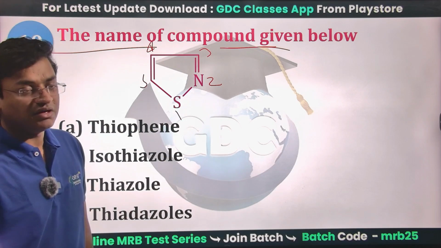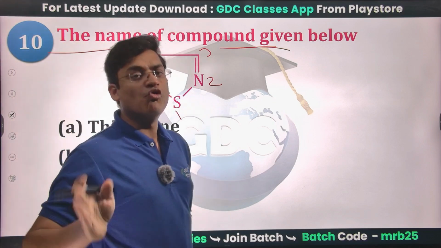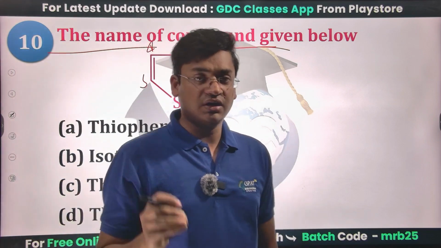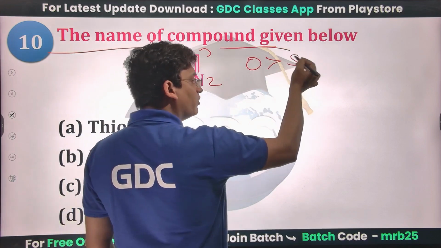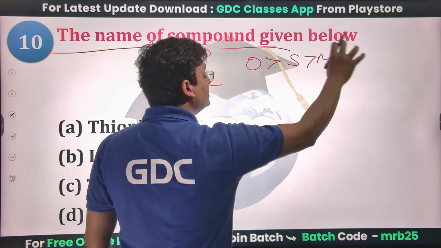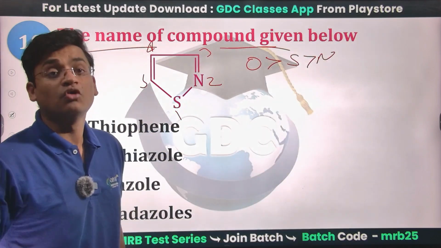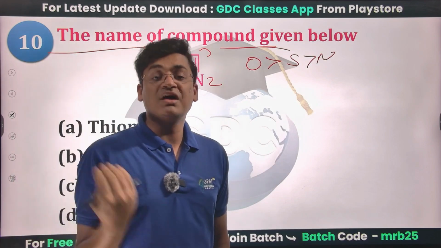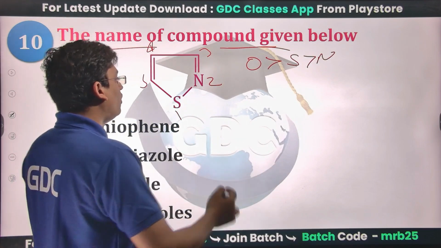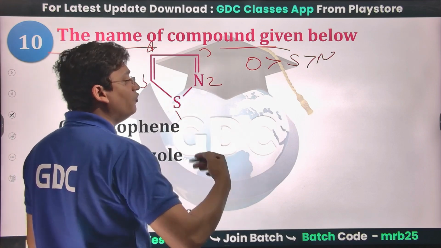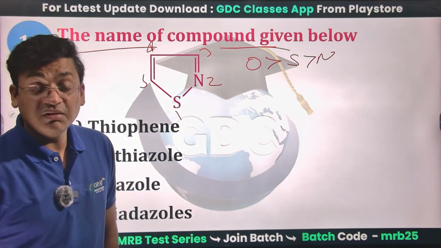So it's a priority sequence: when we have more than one heteroatom present in a particular ring, oxygen has the highest priority, followed by sulfur and then nitrogen. This is only for the three most commonly used heteroatoms: oxygen, sulfur and nitrogen. So now, in this case, how are we going to name this compound?